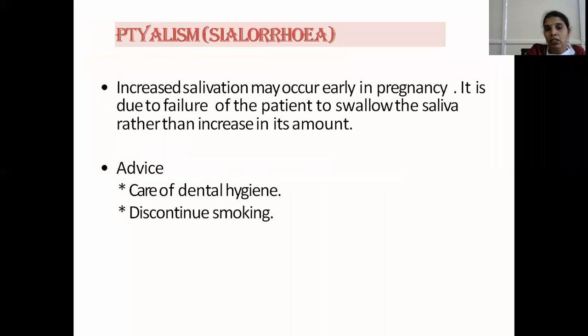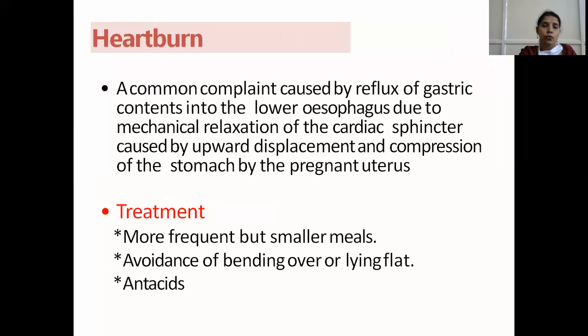And sialorrhea, increased salivation, may occur early in pregnancy. It is due to failure of the patient to swallow the saliva rather than an increased amount. This is also managed with care of dental hygiene. Discontinue smoking. Heartburn. This is the most common complaint of most antenatal mothers. That is gastritis, reflux of gastric content into the lower esophagus due to relaxation of the cardiac sphincter, caused by upward displacement and compression of the stomach, and because of progesterone, there is relaxation and motility is decreased. Along with the intestines, the motility of the esophagus and stomach is also decreased, so that food stays in the stomach. It won't transit very quickly, so there are chances of reflux.